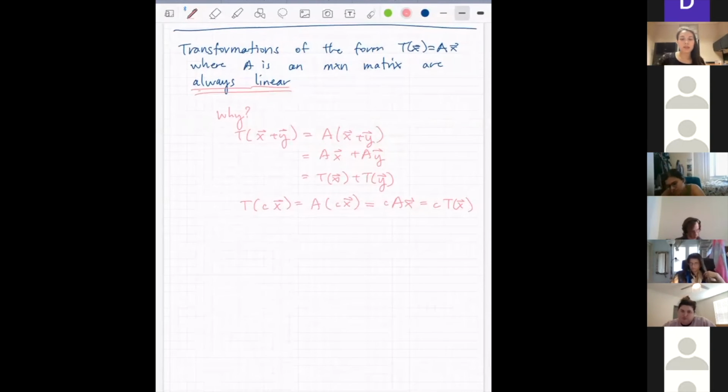Okay, so this is a really convenient way of just creating linear transformations. So we can think of lots of examples now. It won't be hard to come up with them. Okay, so let's do some examples.